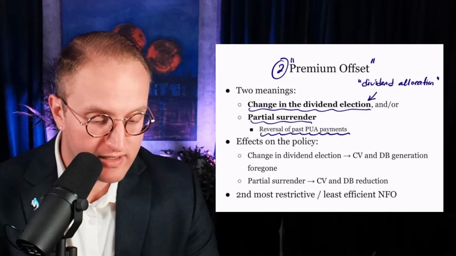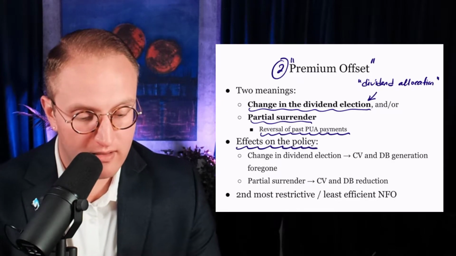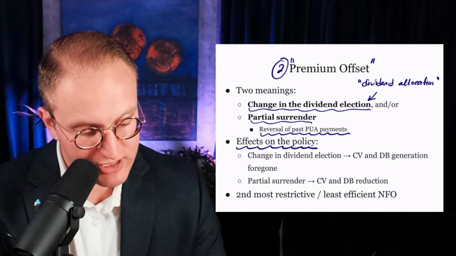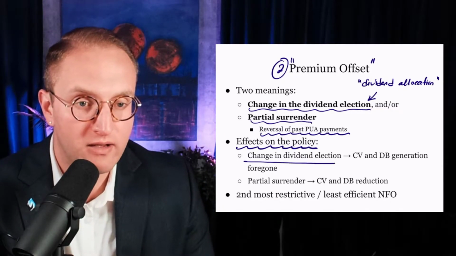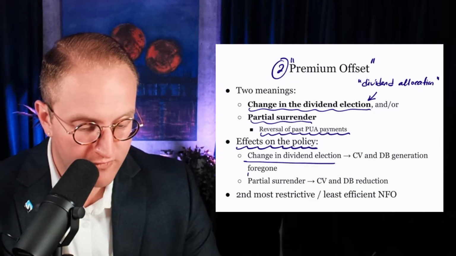All right, so what are the effects on a policy of a premium offset? Well, in the case of a change in the dividend election, right, we're giving up cash value and death benefit growth we otherwise would have had. Right, so I say cash value and death benefit growth foregone.